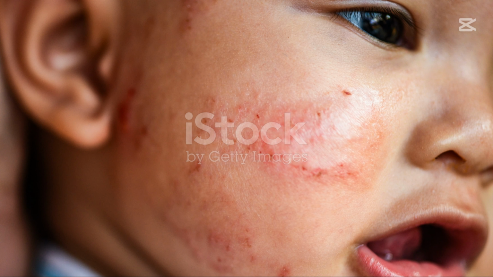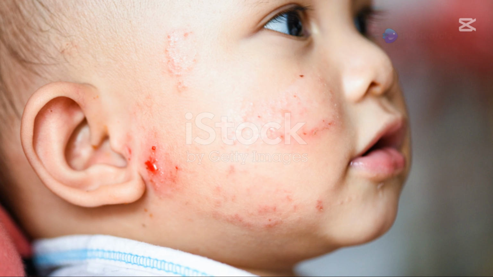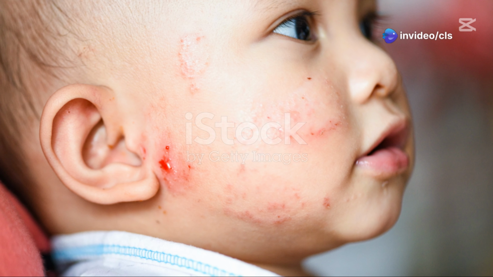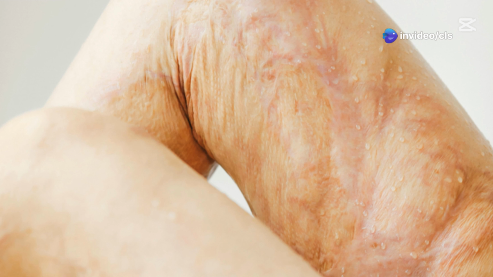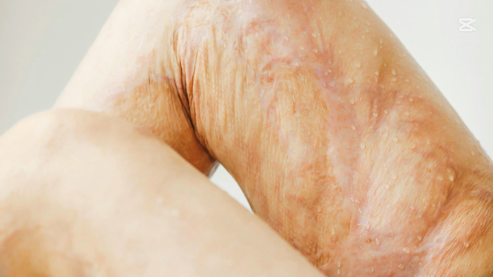Impetigo in infants, a cause for concern. Infants are highly susceptible to impetigo. Their immune systems are still developing, making them more vulnerable to infections. Infants also have thinner, more delicate skin, making it easier for bacteria to penetrate.